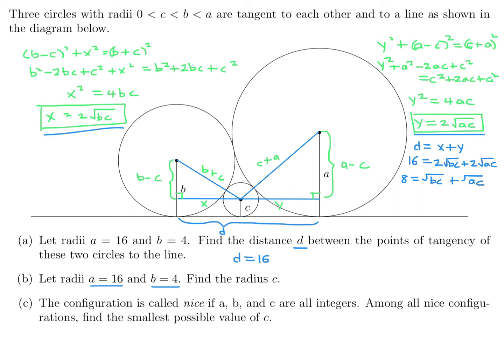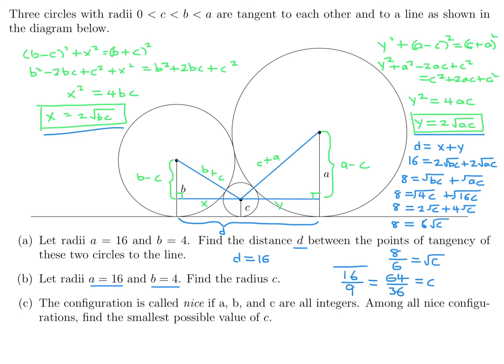Now the values of a and b we are given as 4, so this is 4c under the square root, and this is 16c under the square root. So that means this is 2 root c plus 4 root c. So that's what, 6 root c, right? 6 root c. So that means we have 8 over 6 is root c. And therefore c would be 64 over 36. And then in lowest terms, I think you can divide top and bottom by 4, 16 over 9. So c is 16 over 9.